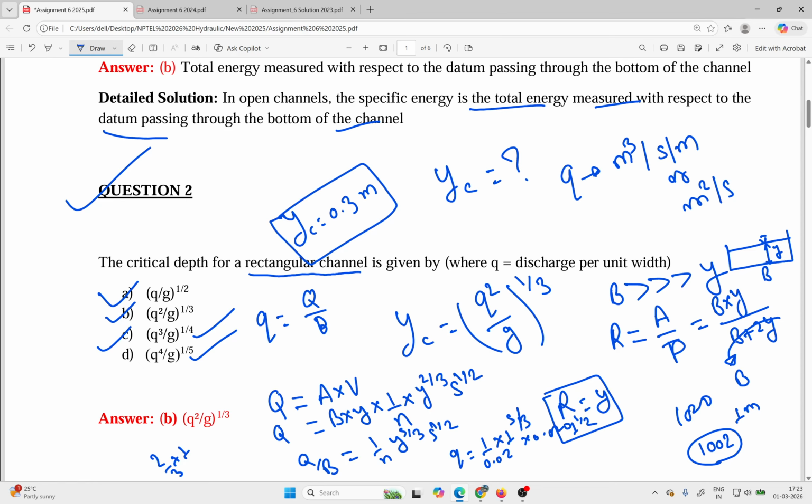So I hope you understand the concept of how you will solve. I'm not calculating in detail here. You can calculate; I am just telling the concept of how you will calculate. So thank you. Now we'll move on to the next question for your week 6.